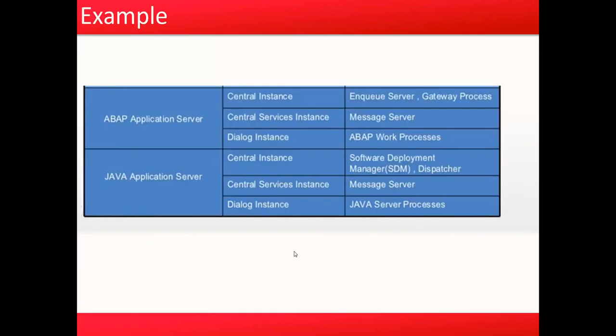Now this is one example showing what an SAP application server is. You can have an ABAP application server, and you can also have a Java application server, but our main focus is the ABAP part. So you have a central instance, and in the central instance you can see there is an enqueue server which keeps track of the locks, then the gateway process. Then you have the central services instance, which is your message server. These are the functionalities provided by these two instances. Then you have a dialog instance, where you have all the work processes which are actually doing the work for you.